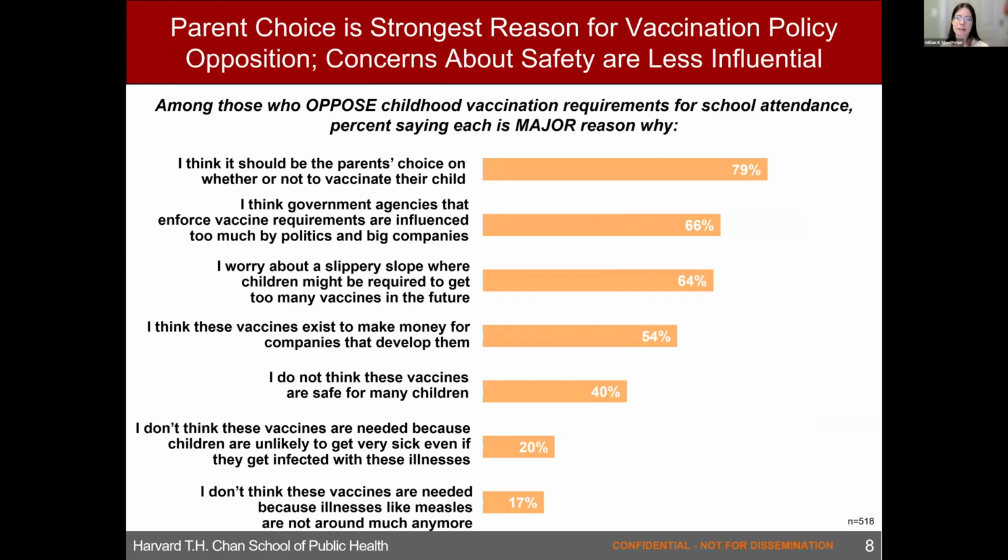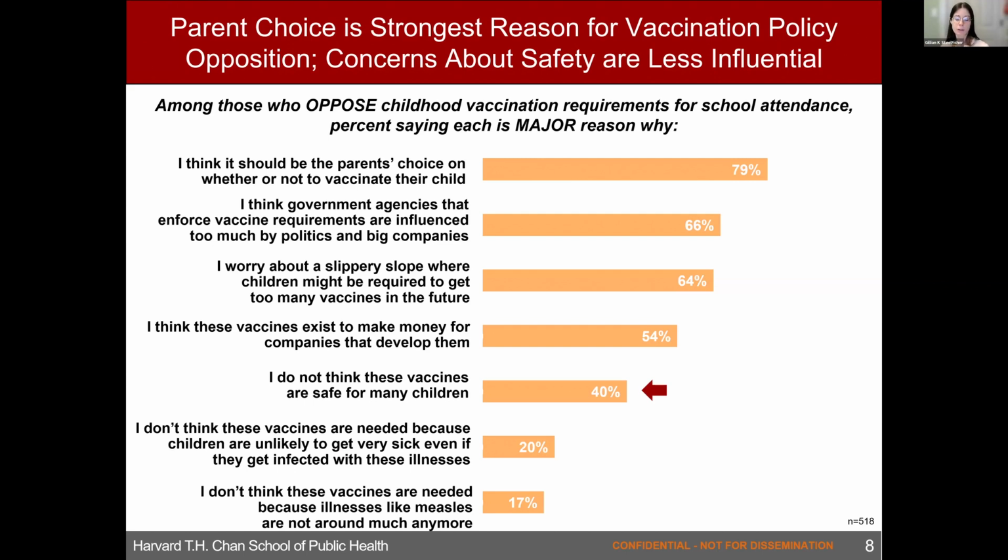Now, the reason this is so important is that we try to understand what people are opposed to when they say, actually, I don't want this. I don't think parents should be required. They should be able to have their kids go to school without getting vaccinated. I think a lot of people think it's going to be around safety issues, that they're worried the vaccines are not safe. What's interesting is that it's true, 40% of those who oppose these kinds of requirements say that one of the major reasons is that they don't think the vaccines are safe for many children, but it's only 40%. As opposed to the top reason, really about parents' choice on whether or not to vaccinate their child.